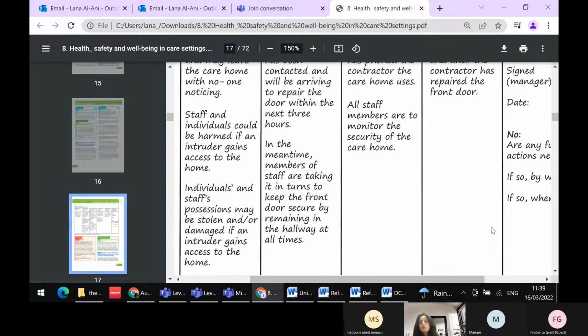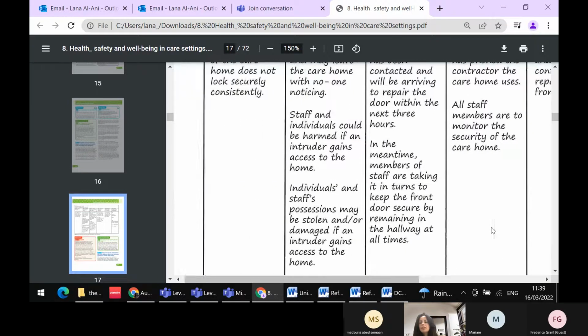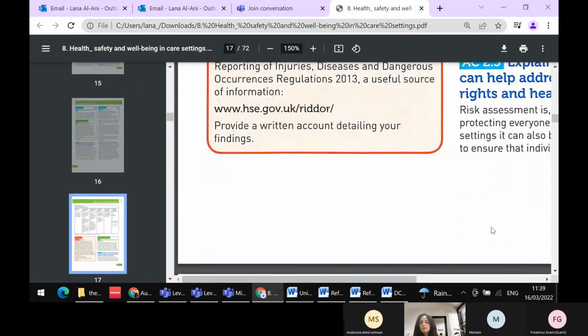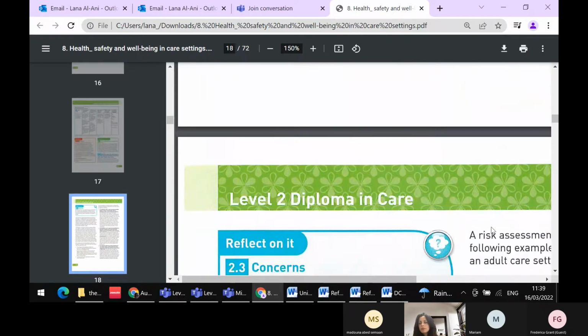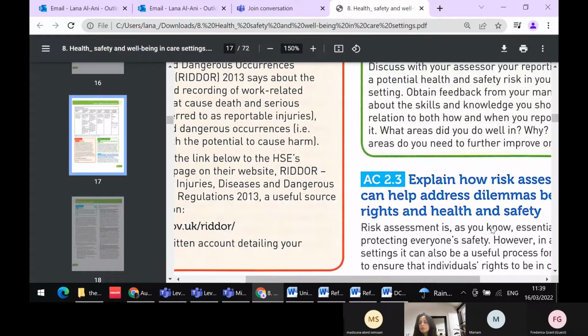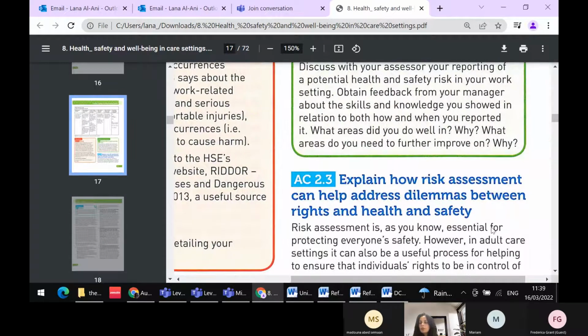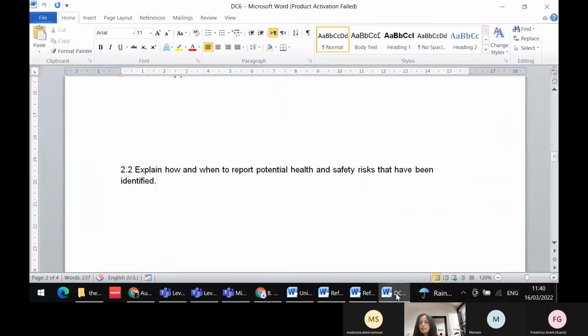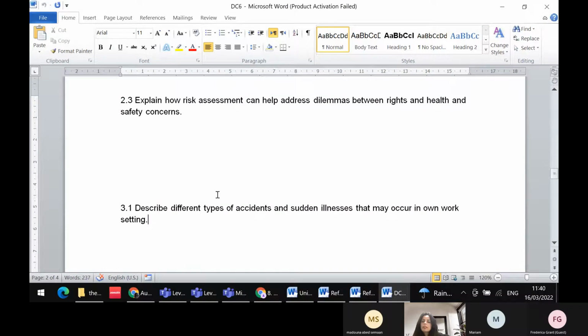So this is how people can do the risk assessment. Just questions you fill in. Now, if we go back to the question, it says, explain how risk assessment can help address dilemmas between rights and health and safety concerns.